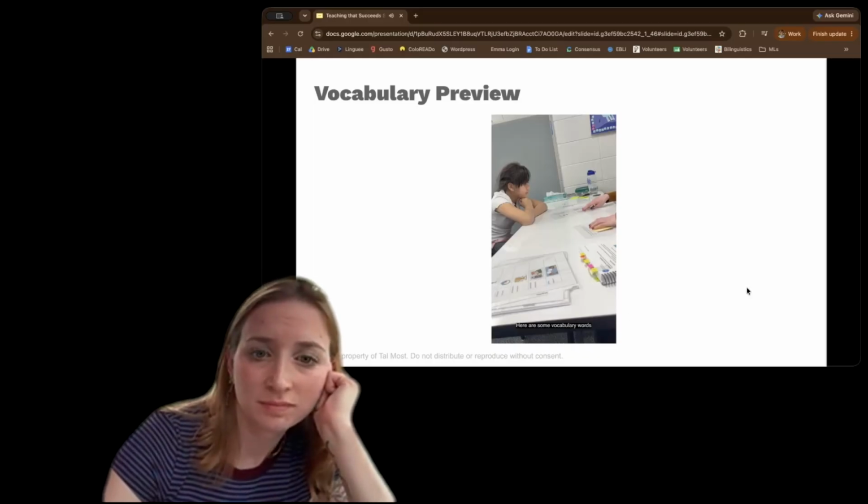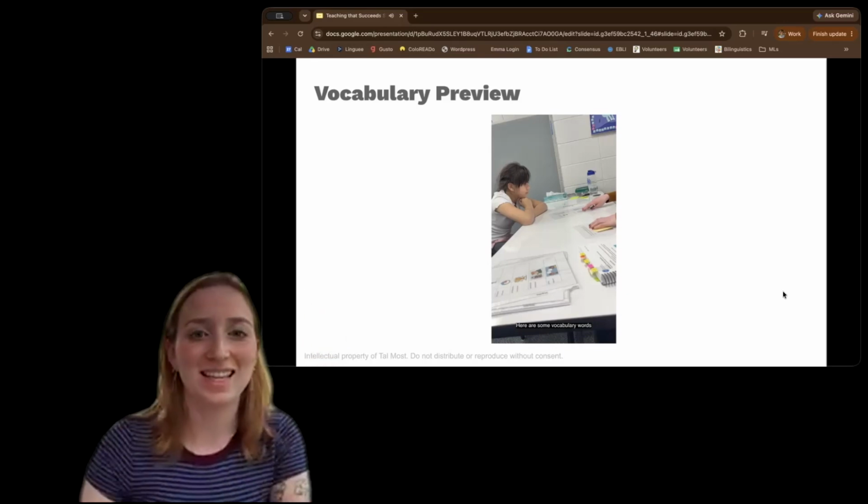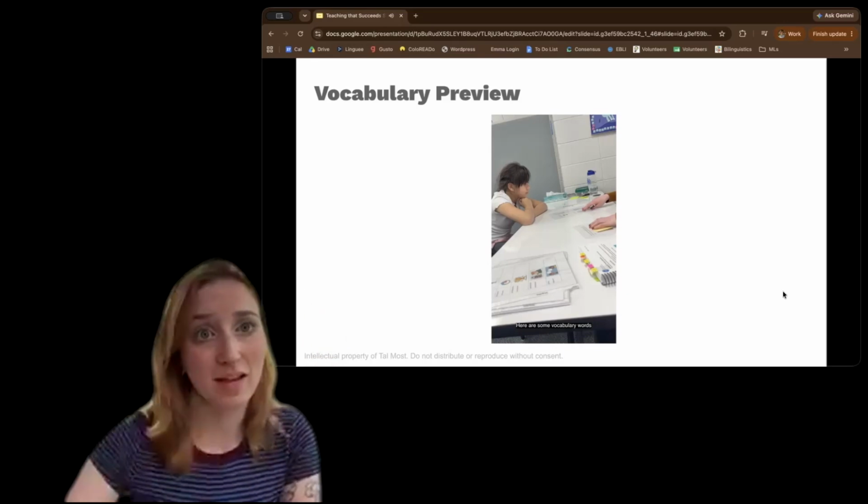So those are just a couple examples. The first two happen to be cognates in this case, which gives her a leg up and an advantage to know what they mean.